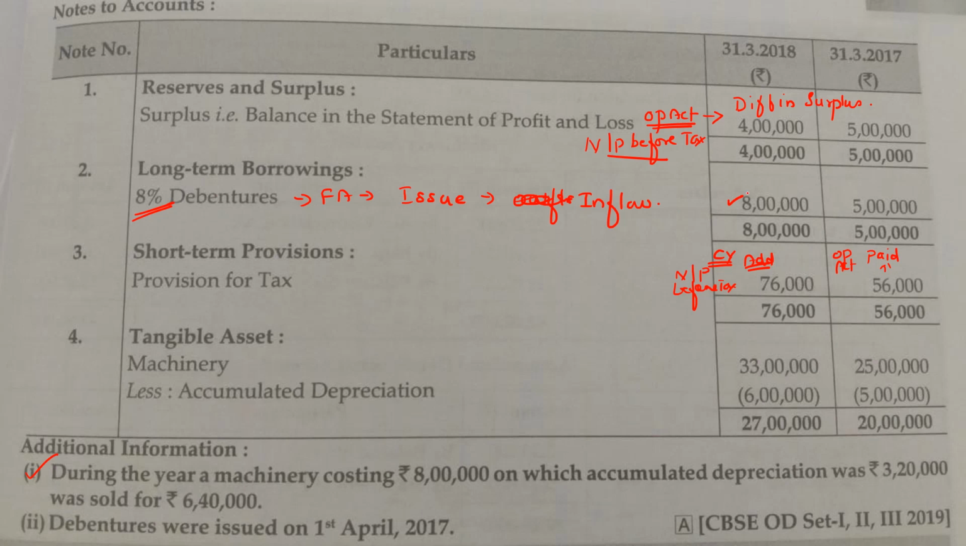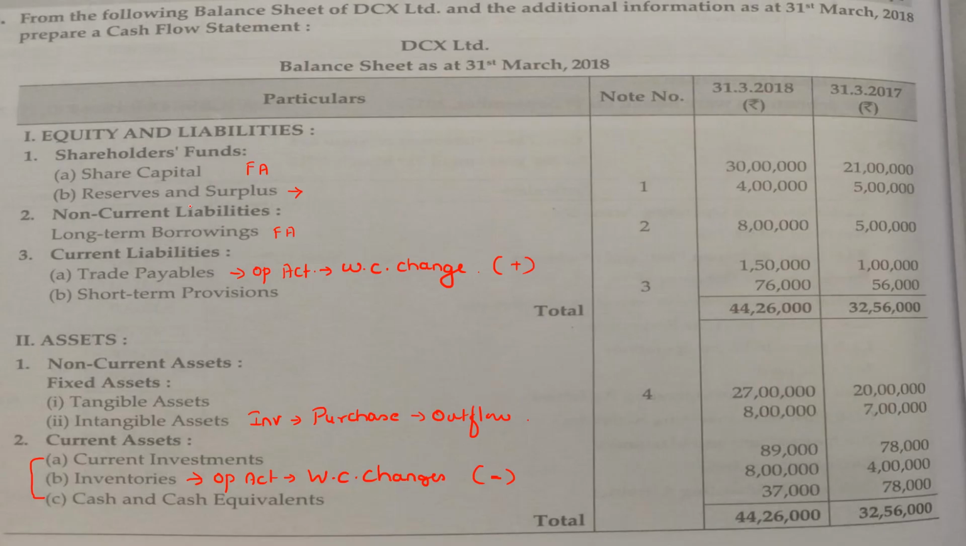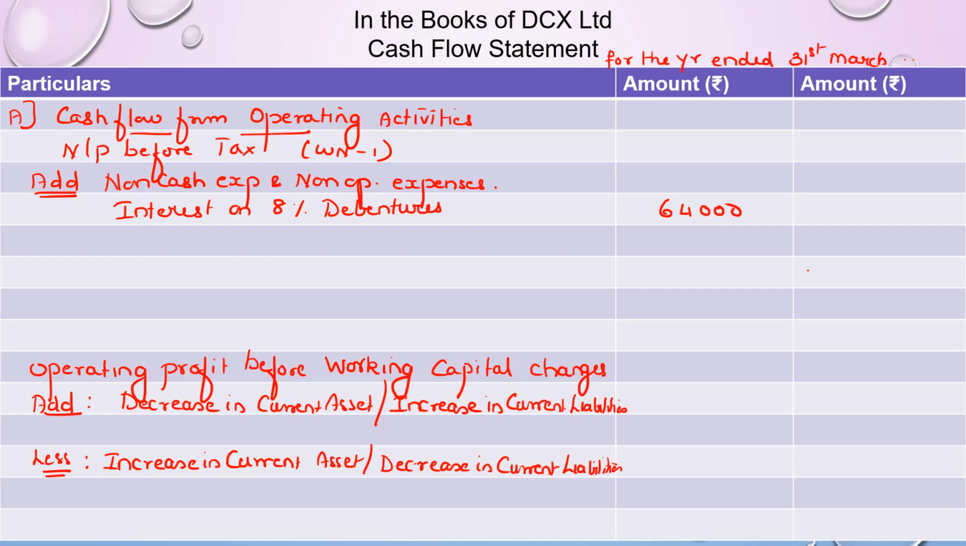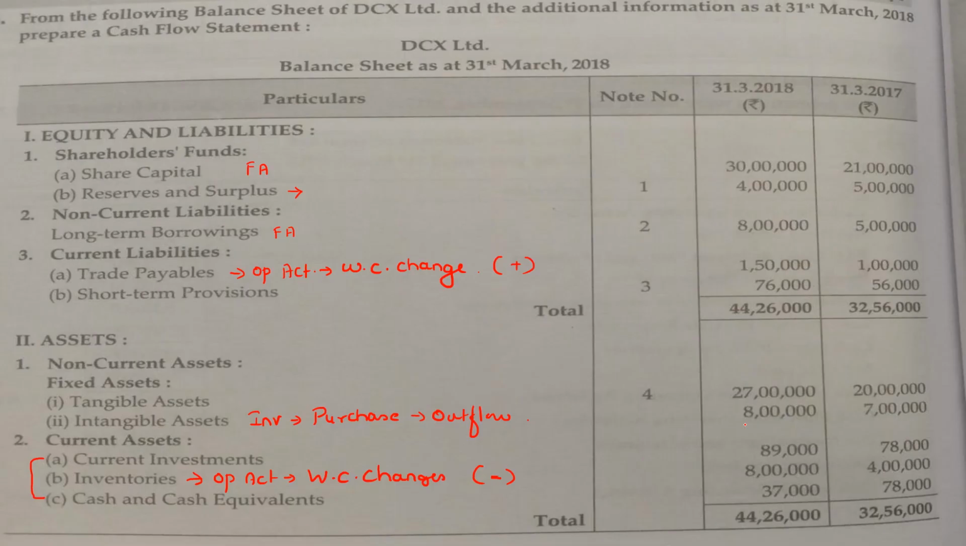Now once we have taken care of the debentures in financing activity and the interest part, going back, here we have the next item of trade payable, a working capital change. There is an increase in trade payable of 50,000. So going here, an increase in current liability is an add. So we'll put trade payables here, increase of 50,000.